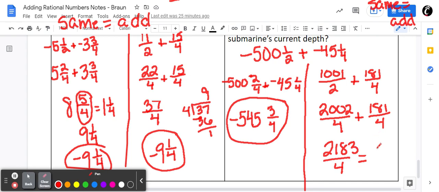And when I convert that back into a mixed number, 4 goes into 2,183 545 times with 3 left over. So that would give us our 3/4. And again, my answer is going to be negative because my larger numerical value was negative. So negative 545 3/4. We got the same answer as we did there.